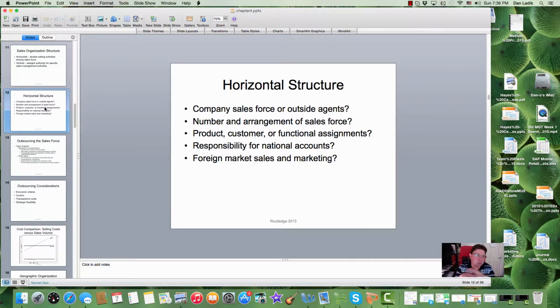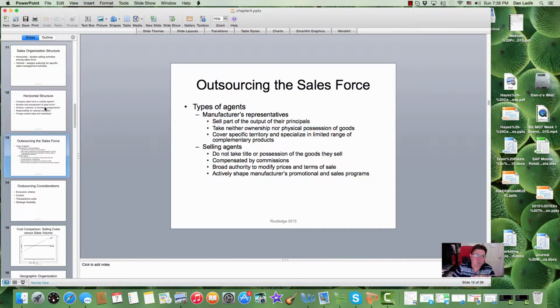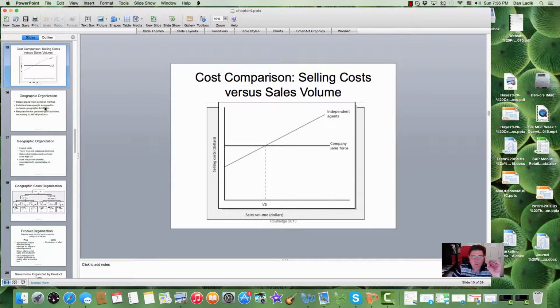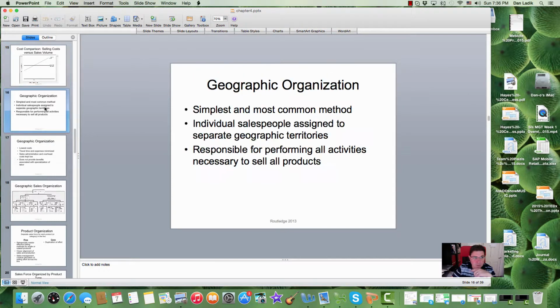So here's some horizontal. We have internal versus external. We have the number and arrangement of our sales force. Let me hold this off until we get back to the questions there. We do have questions on outsourcing. This is a key part of the chapter. Independent versus internal. I think we're going to come back to this graph, 15.